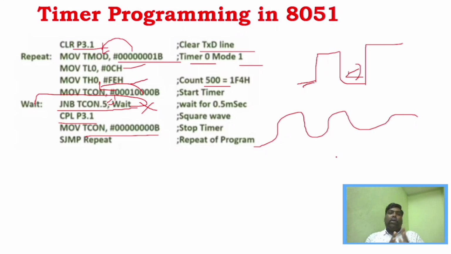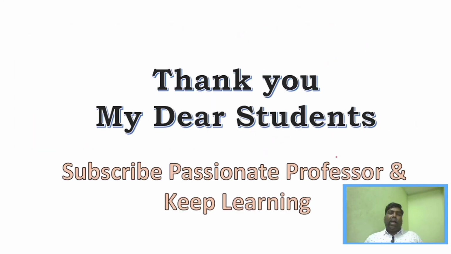All you have to do is select the timer, select the mode, and then give the count value, and then wait until the overflow happens, so that it generates the square wave. So today what we have seen is how to generate a square wave using timer programming.